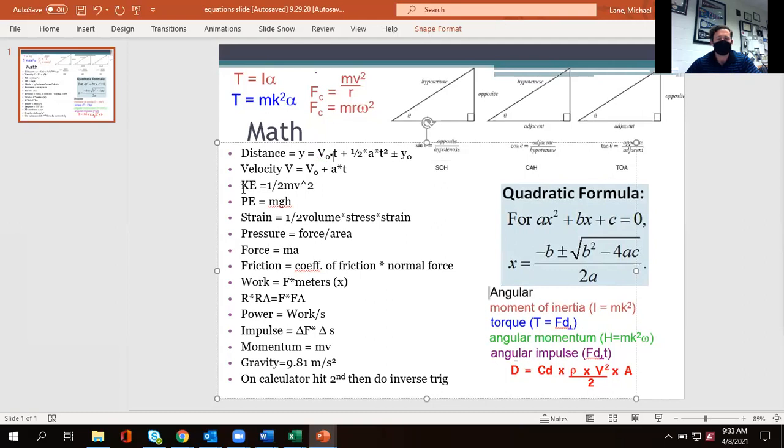Okay, next one is kinetic energy equals 1/2 multiplied by the mass multiplied by the velocity squared. And then our potential energy is going to be our mass multiplied by whatever the force of gravity happens to be in that situation, multiplied by the height in meters that the object is off of the ground. Now, strain energy is going to be 1/2 multiplied by our volume, so obviously the size of the object, multiplied by the stress and the strain.